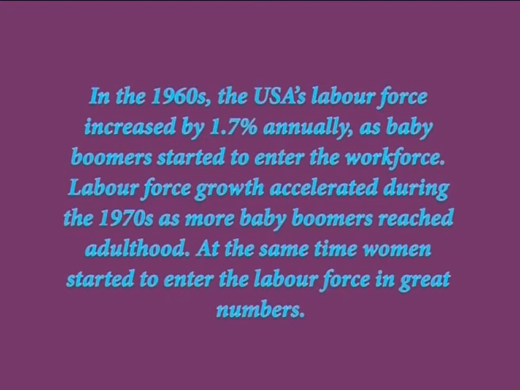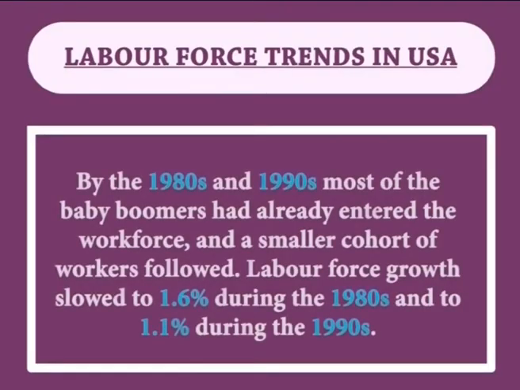Labor force growth accelerated during the 1970s as more baby boomers reached adulthood. At the same time, women started to enter the labor force in great numbers. As a result of both these trends, the labor force grew at a fast rate of 2.6% each year. By the 1980s and 1990s, most of the baby boomers had already entered the workforce, and a smaller cohort of workers followed. Labor force growth slowed to 1.6% during the 1980s and to 1.1% during the 1990s.